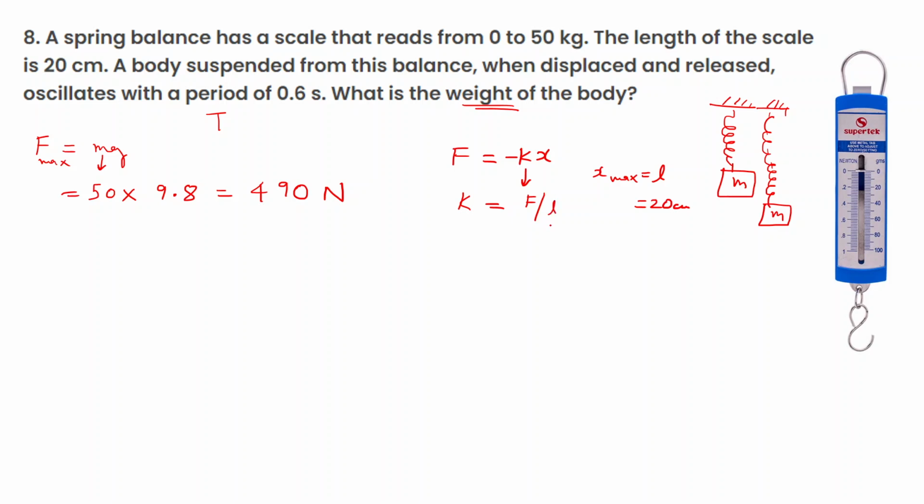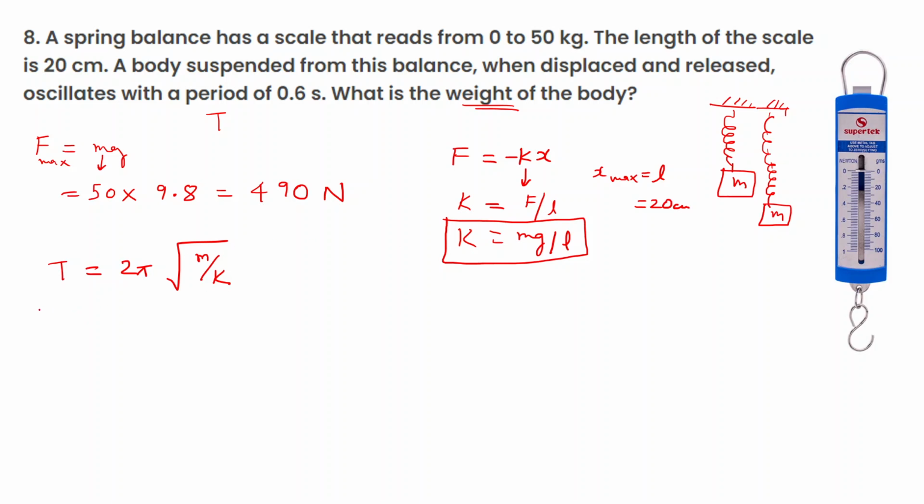I'm just calling it F by L, which is actually mg by L. So the expression of the spring constant will be this. Now, for the case of oscillation, we know the time period is given by 2 pi under root m by k. The time period has already been given, we need to calculate this m, and using Hooke's law expression we have already found out what k will be.